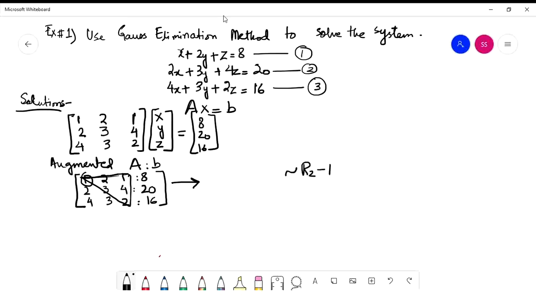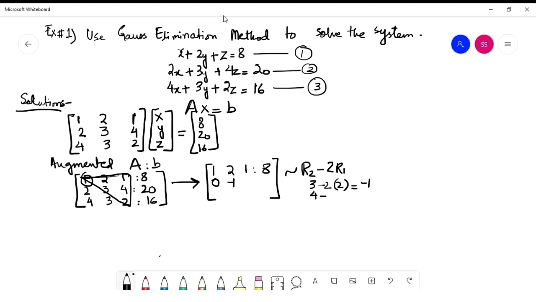R2 minus R1. To make the first element in the first column, second row, equal to 0, you have to multiply R1 and subtract. Whatever changes, you have to write it first. So the change is in R2, and R1 is written as it is. R2 means R2 minus R1. 2 minus 2 into 1 makes it 0. And 3 minus 2 into 2, so 3 minus 4 is minus 1.